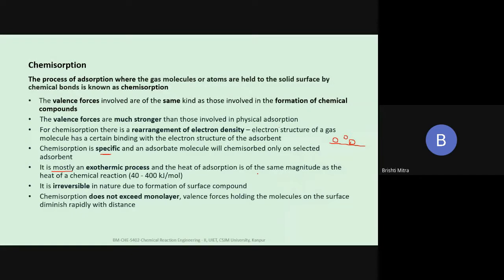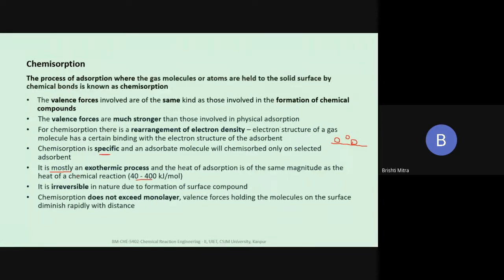If you remember, in terms of kilojoules per mole, for physisorption, the value was 4.2 to 63 kilojoules per mole. Here we are talking about a range of 40 to 400 kilojoules per mole. So the value is much larger, and these are the values seen when we do the calculations for heat of reaction. It is irreversible in nature due to the formation of a surface compound, because it forms these strong bonds using valence forces, and though this process essentially is a chemisorption process, it is irreversible.